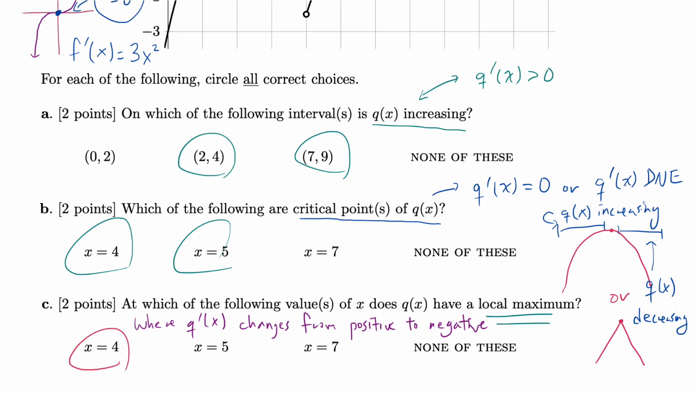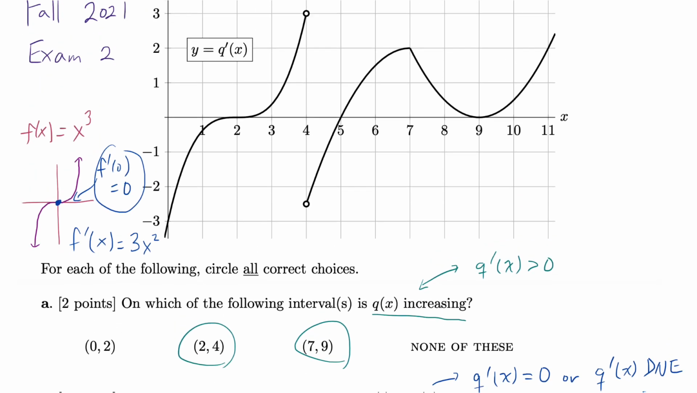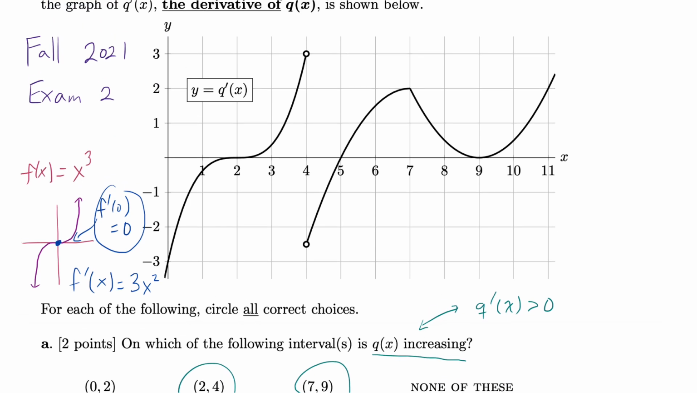What about 5 and 7? So let's go back up. At 5, you are going from negative q prime to positive q prime. So here you do not have a local maximum. In fact, what you have is a local minimum, because what this is showing us is that q of x is going from decreasing, q prime being negative, to increasing, q prime being positive. So your q of x looks something like this. You're going from decreasing to increasing. So here you actually have a minimum. So 5 is not correct.